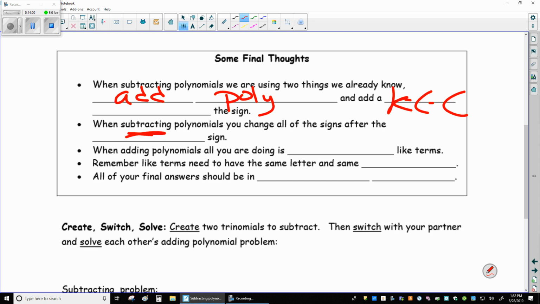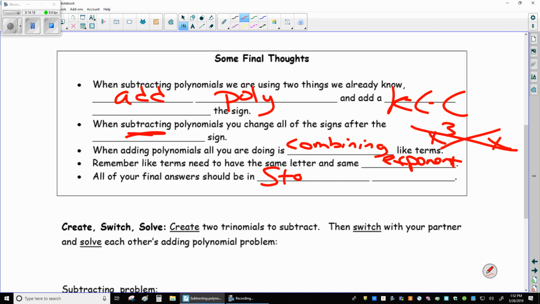When adding, all you're doing is combining some like terms. Remember, like terms need to have the same letter and same exponent. You cannot put an x to the third with just a regular x. Those two don't go together. All your final answers should be in standard form. Again, that's in decreasing value by degree.